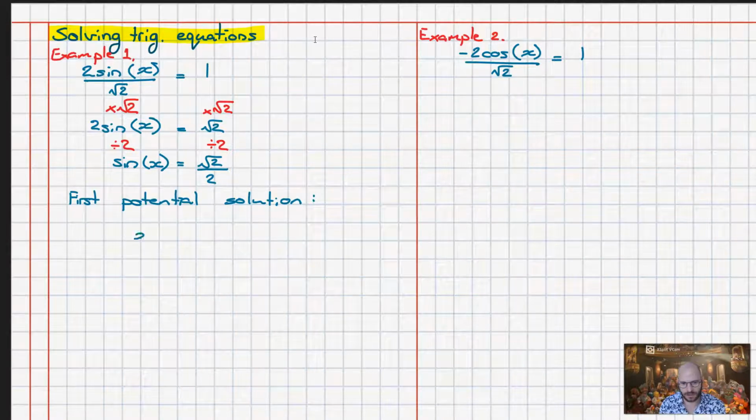We go x equals inverse sine of root 2 over 2. And if you're well versed in your trig functions or your trig exact values, you're going to identify that this is going to be 45 degrees. Now at this point, you might be tempted to declare victory over the question. However, the problem lies in that we're expecting at least more than one solution for this particular equation.